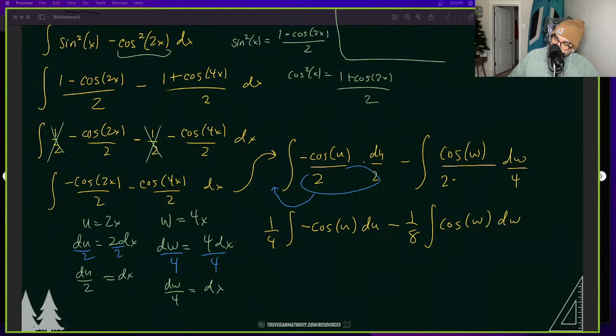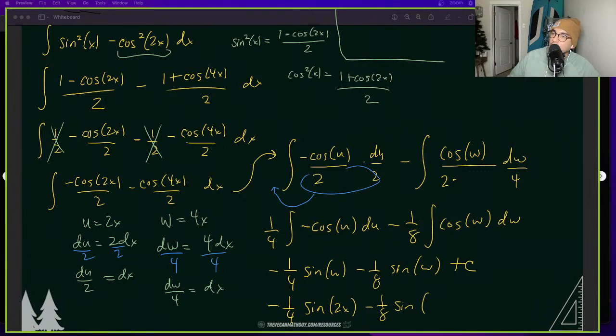And now this is going to become negative 1/4 sine of u minus 1/8 sine of w plus c. And now we just put everything back. Don't forget our u was 2x. Minus 1/8, and then our w was 4x. And now we're done, people. That's it.